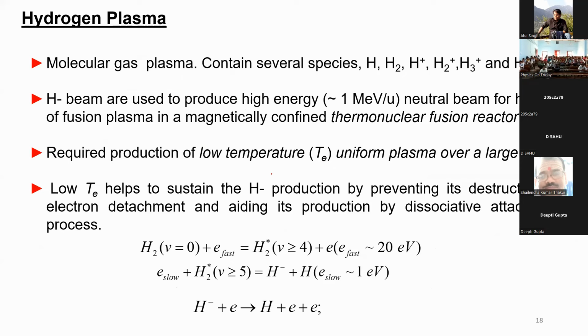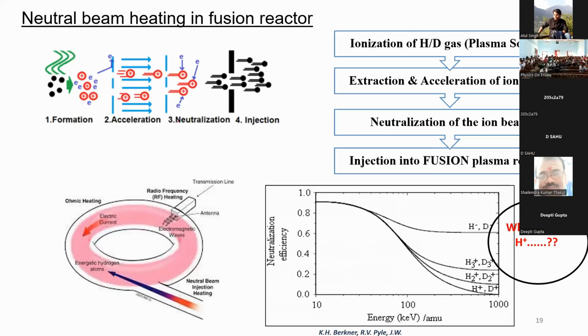See, low temperature, I already said. This experiment was carried out in the hydrogen plasma system. Low temperature can aid in producing negative hydrogen ions. So far we were discussing electrons and positive ions, but now we have negative ions. Negative ions are utilized in a fusion reactor.